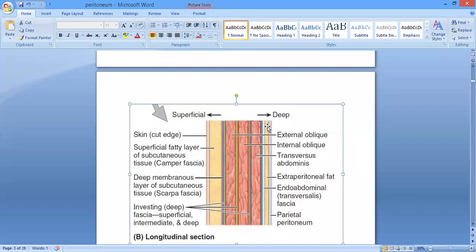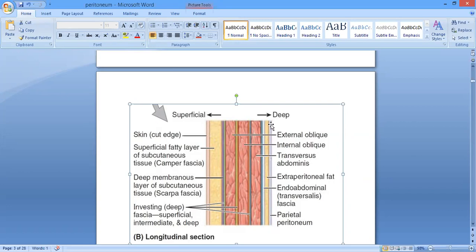So, it is loosely attached. It can be easily stripped off. As it is going to line the innermost layer of the body wall, or the abdominal wall, it is going to receive its nerve supply and blood supply from the overlying body wall.